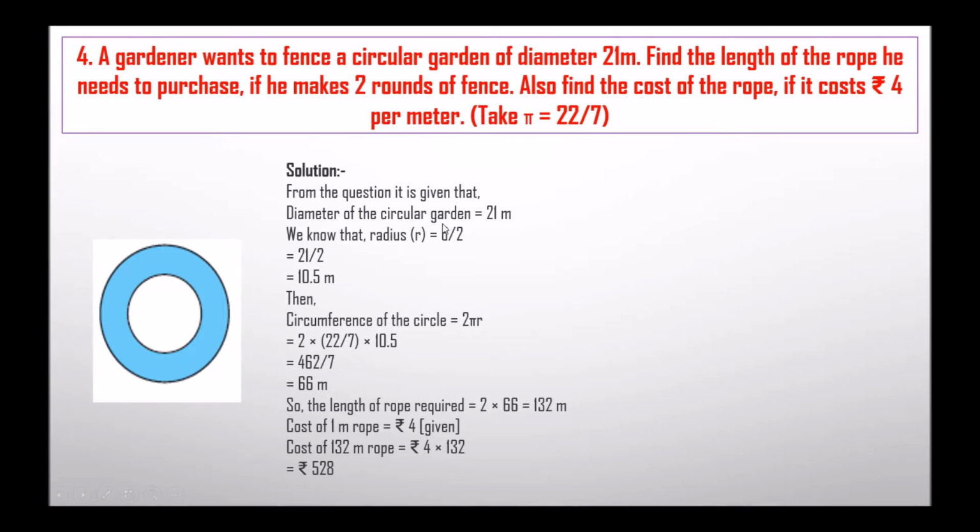Diameter of a circular garden is 21 meter. Radius we want, so d upon 2, that is 21 upon 2, that is 10.5 meter. Circumference is 2 pi r, so 2 into 22 upon 7 into 10.5, that is 462 upon 7, that is 66 meter. Now length of the rope is required, so 2 into 66, that is 132 meter. Cost of 1 meter rope is 4. So cost of 132 meter rope is 4 into 132, that is rupees 528.